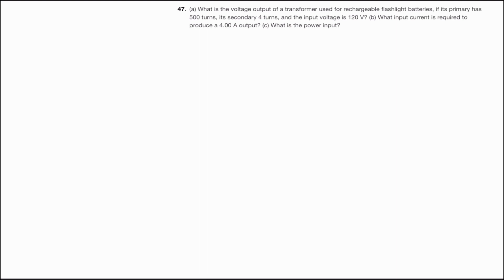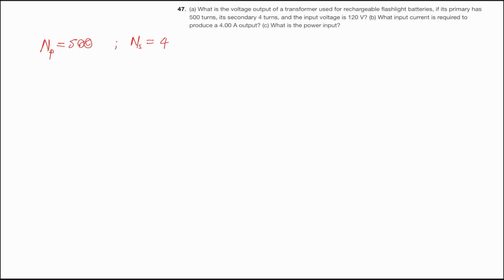But then we're told something about the transformer. We're told that its properties are that it has 500 windings or 500 turns on the primary side. So N sub P is equal to 500, while N sub S, we're told here, the secondary side has 4 turns.